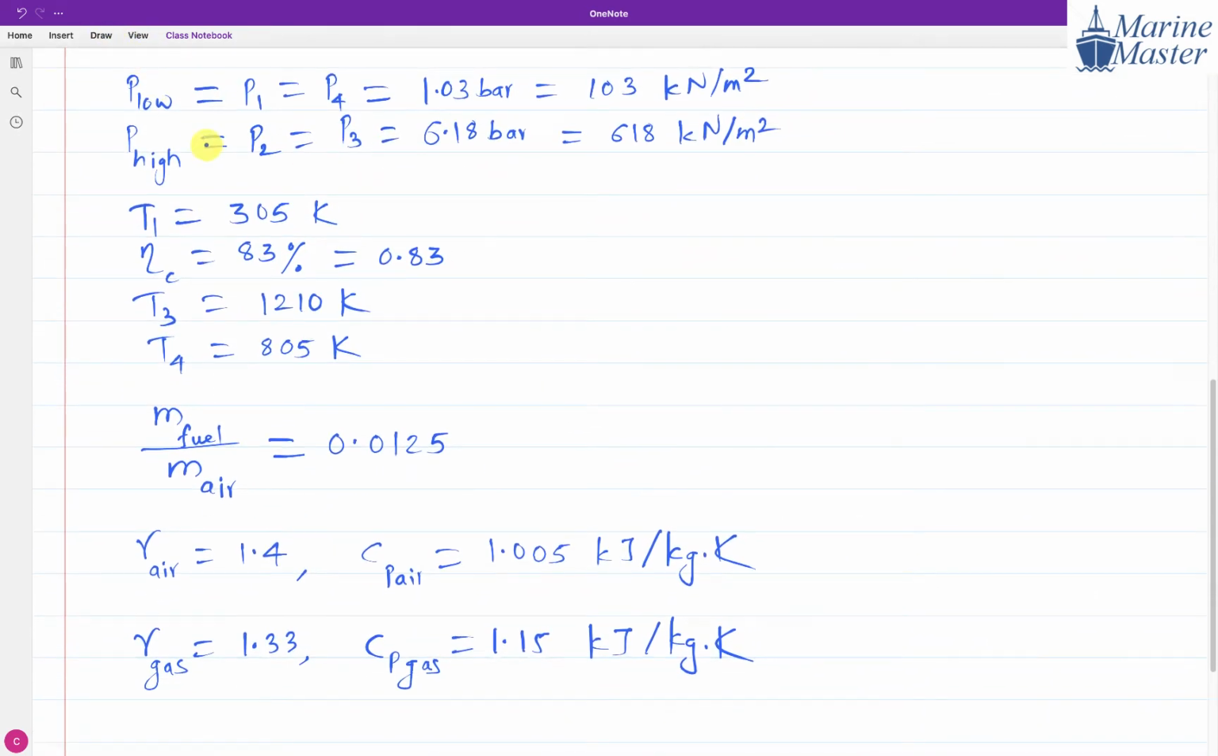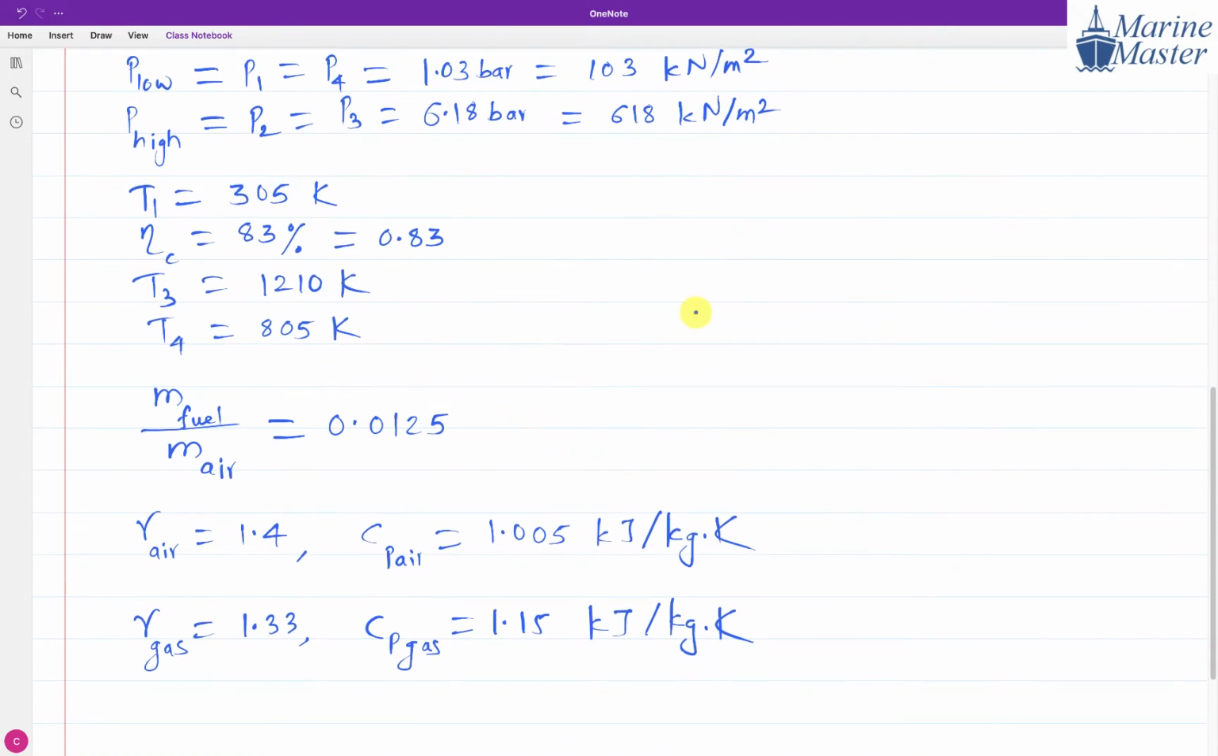Before going further, everyone, please write down all these given things, starting from P low, P high, T1, eta C, and try to understand the meaning of each and every term, guys. Don't write down blindly. So please everyone write down this discussion.